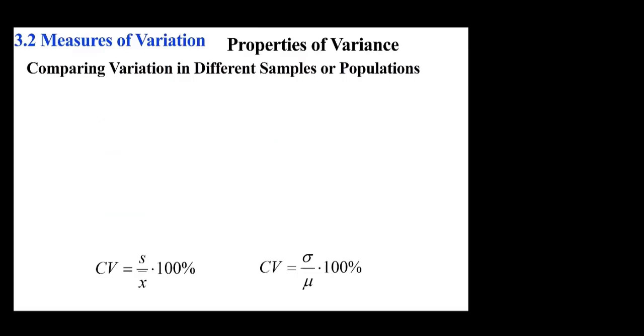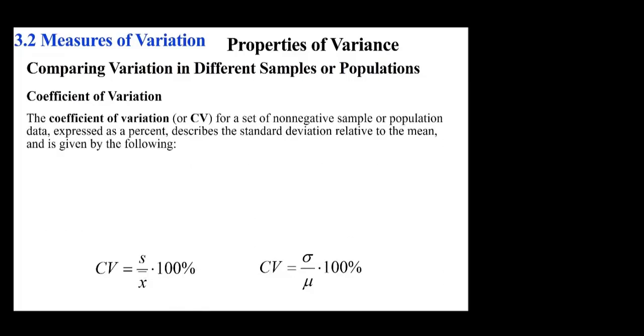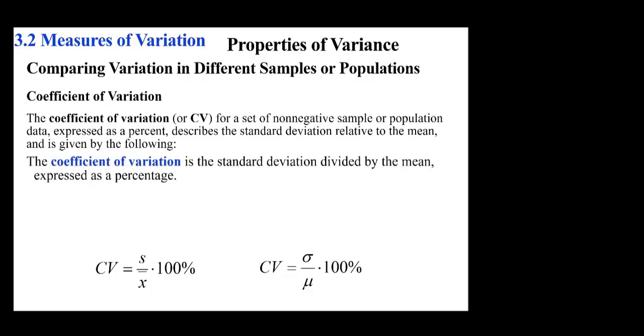Comparing variation in different samples or populations, we use what's called coefficient of variance. They call it CV or CVR or COVR, depending on the text. It is the ratio of the standard deviation to the mean, and then you can change it to a percentage. So coefficient of variance is defined for a set of non-negative sample or population data, expressed as a percent, describes the standard deviation relative to the mean, and is given by the standard deviation divided by the mean expressed as a percentage.